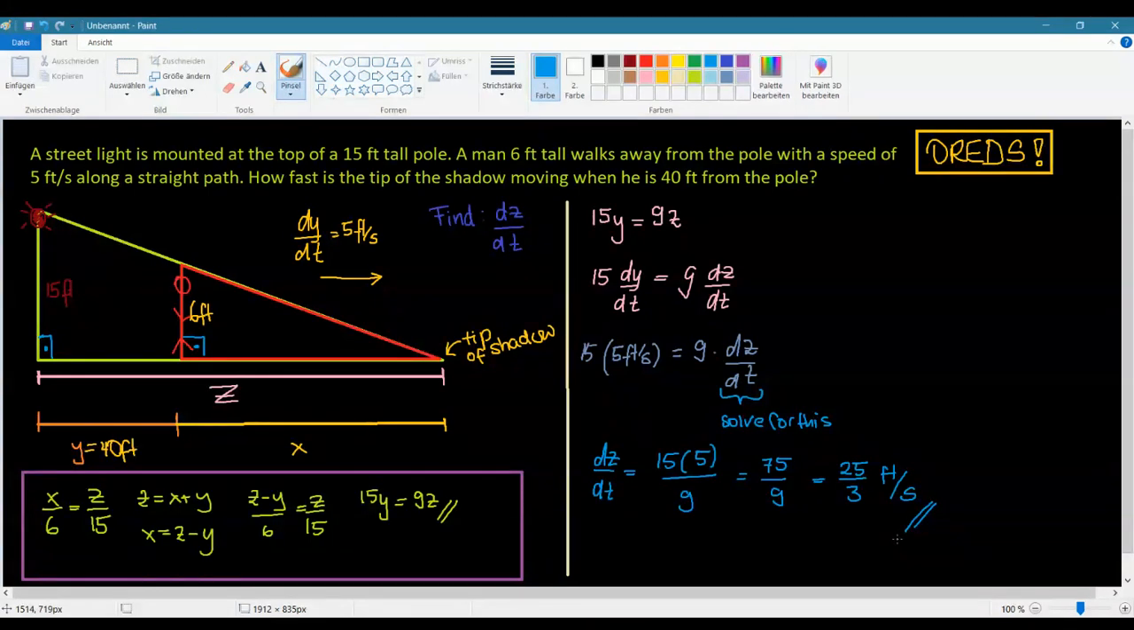So if you want to write a sentence, it depends on the professor or teacher. In high school, all my teachers always wanted me to write a full sentence explaining my solution when we had word problems. But my professor in Calculus 1 does not want that. So it depends. But if you wanted to do that, what you would say is the tip of the shadow when the man is 40 feet away from the pole is moving at 25 over 3 feet per second. So that's the rate. He's moving away at a rate of 25 over 3 feet per second. That's what you would say.